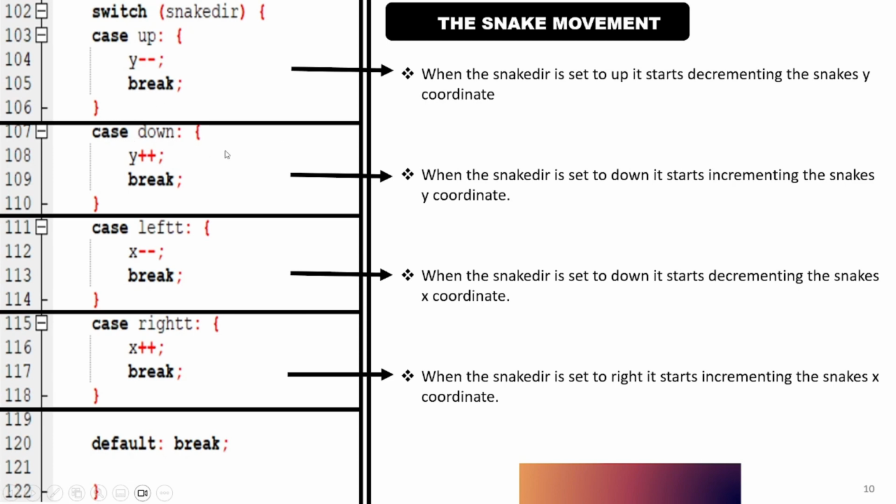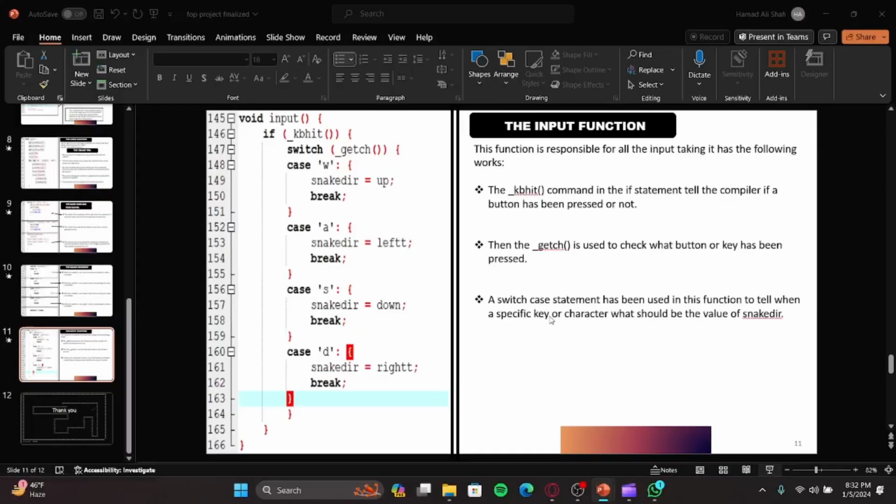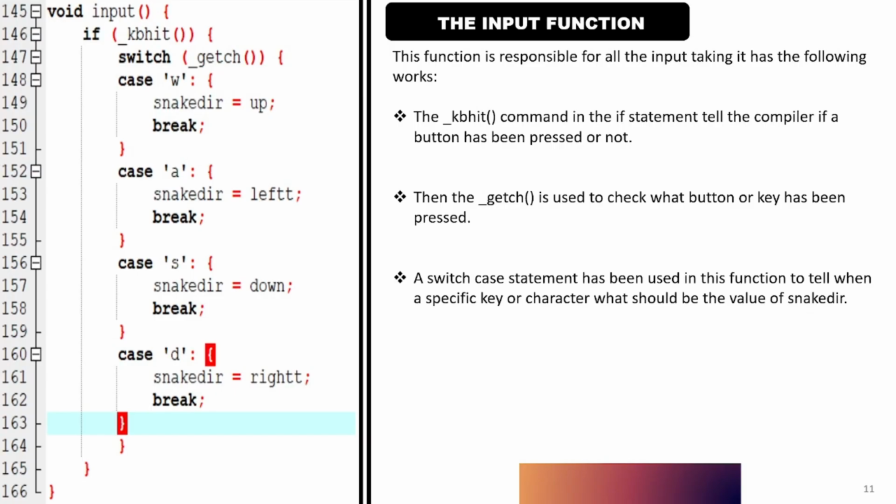For the case down, it will start incrementing the value because if we increment, the snake will move downwards. For the case left, it will start decrementing the x coordinate of the snake. So it will start moving left, and for the case right, it will start incrementing the x value, so it will start moving right. Now at last, we will just show how the code runs by just executing it.